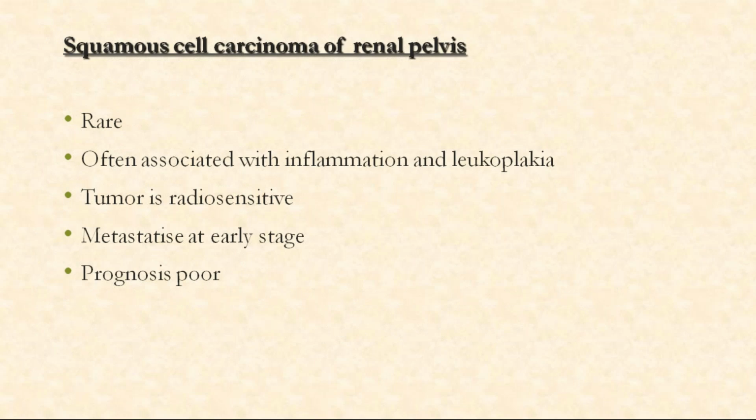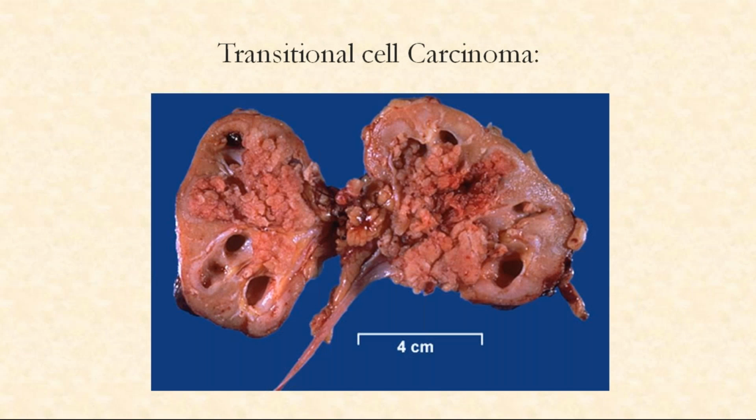Next, the last one is squamous cell carcinoma of the renal pelvis. Very rare, associated with inflammation and leukoplakia. This squamous cell carcinoma is more radiosensitive. That's why I have to give radiotherapy. And metastasis occurs at an early stage, so prognosis is very poor. This is the transitional tumor.